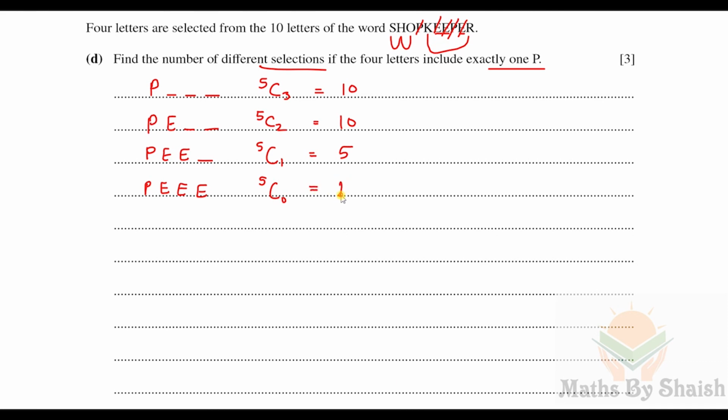So the total number of different selections is going to be 10 plus 10 plus 5 plus 1, which is 26. So there are 26 different selections of 4 letters when we include exactly one P.